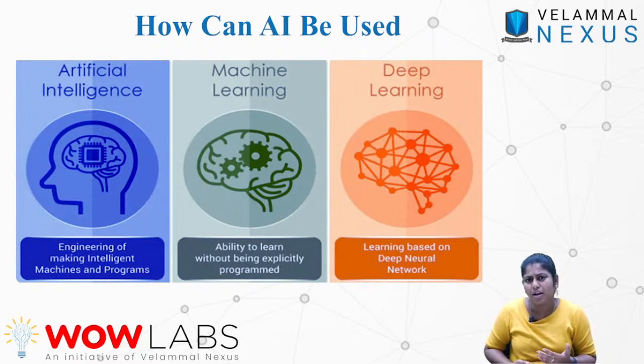And what is ML? Machine learning is an approach to achieve artificial intelligence. ML is a subset of artificial intelligence. In fact, it's simply an approach to achieve artificial intelligence. So, deep learning is a technique for implementing machine learning. So, this is the relationship between AI, ML, and deep learning.